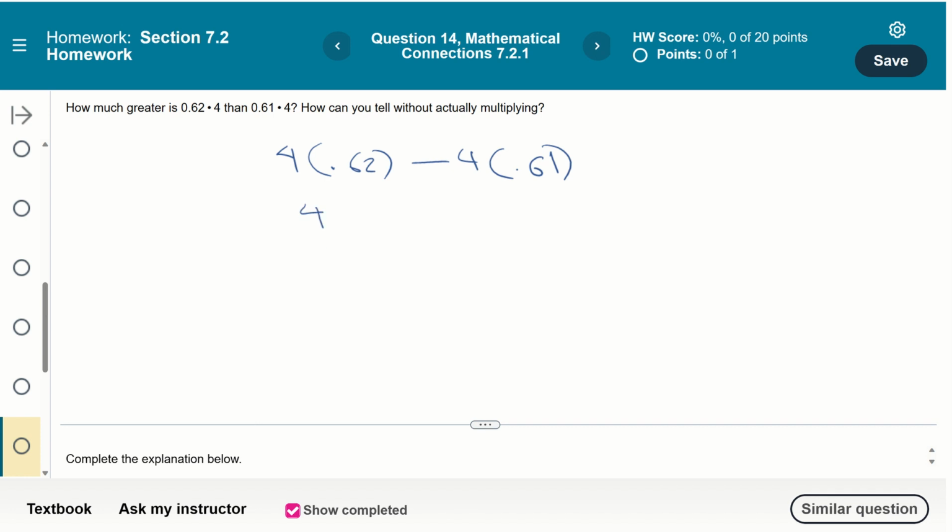So now, notice you can factor out a 4 by using the distributive property in reverse. We're left with 0.62 minus 0.61. Now we know that that's just 0.01, so we can quickly get to the answer. Remember, to multiply 4 and 0.01, just multiply 1 and 4, which gives you 4. Then you have 2 digits after the decimal point here and none here. So you're just going to move 2 digits to the left, and you're going to get 0.04. So this product is larger than that product by this amount.